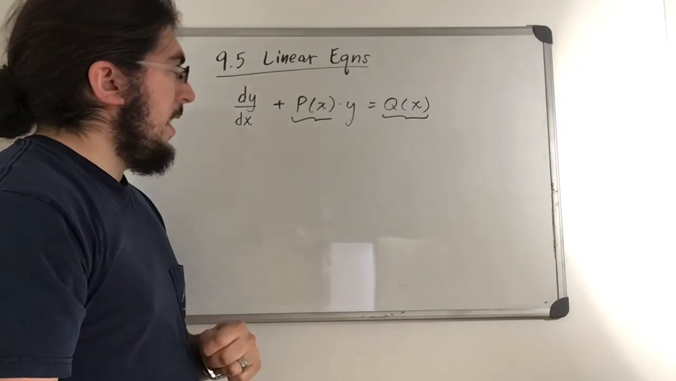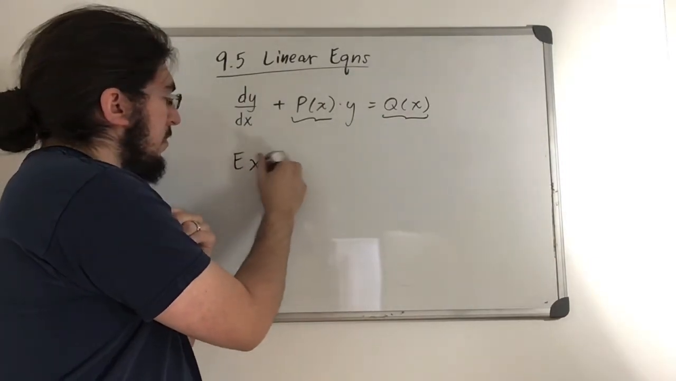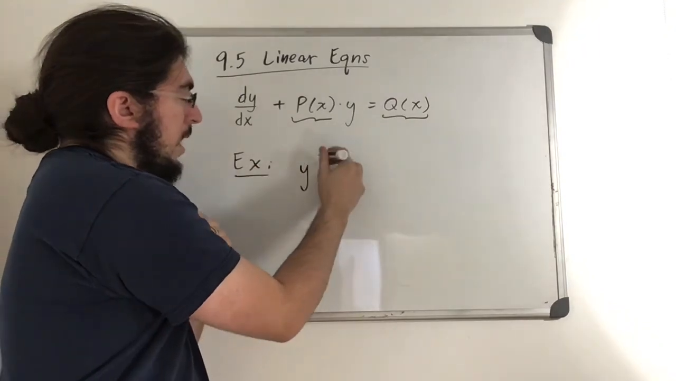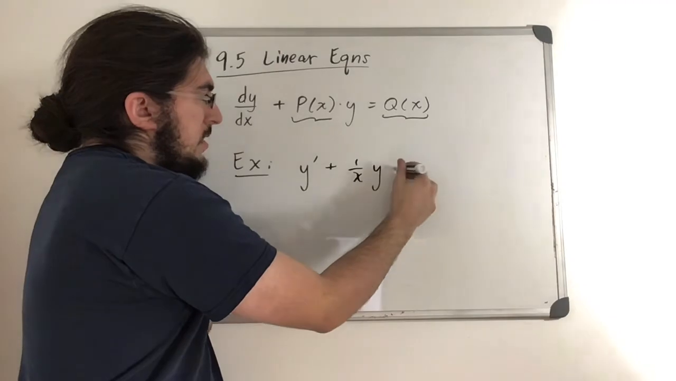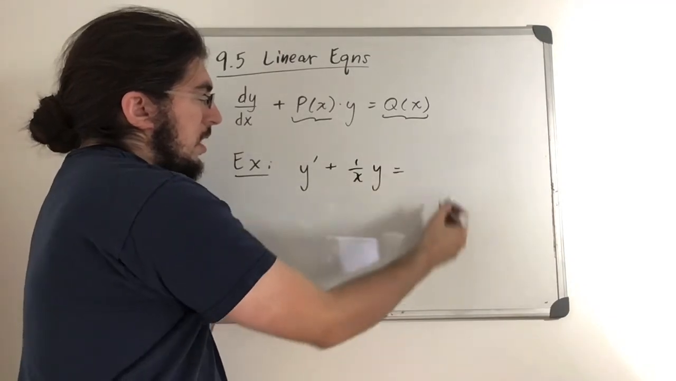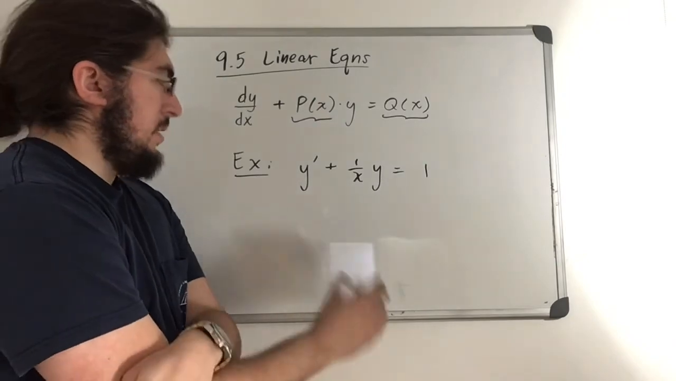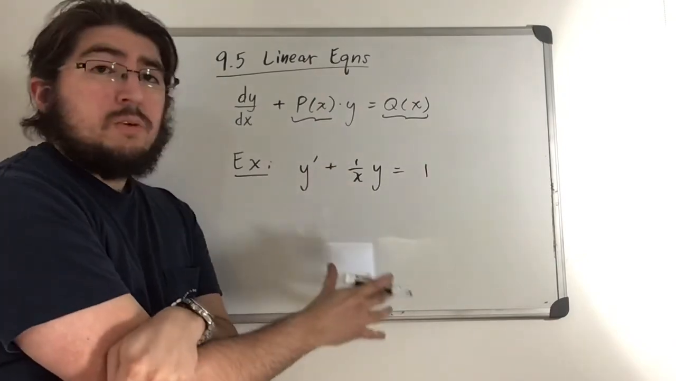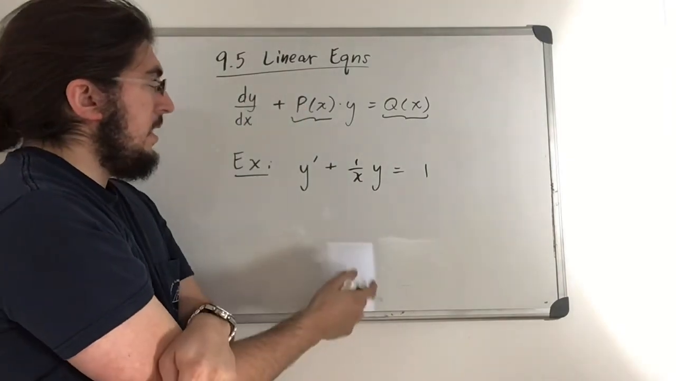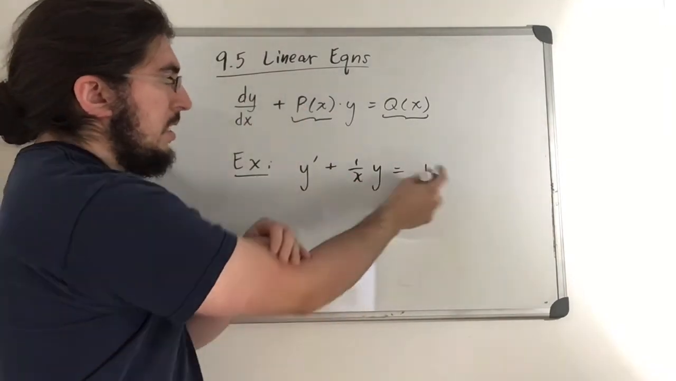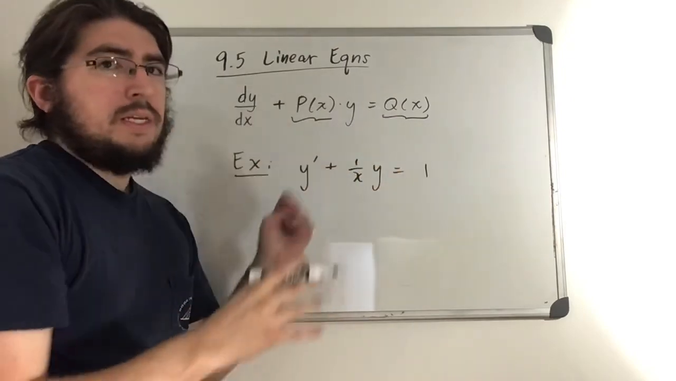Okay, and real quickly, let's take a look at an example of one. The first example I want to see is y prime plus 1 over x times y is equal to 1. Yes, so this is a linear differential equation. Notice y prime is the same as dy/dx, so that's fine. And 1 over x is our p of x, and 1 is our q of x. So you can identify which are these pieces.